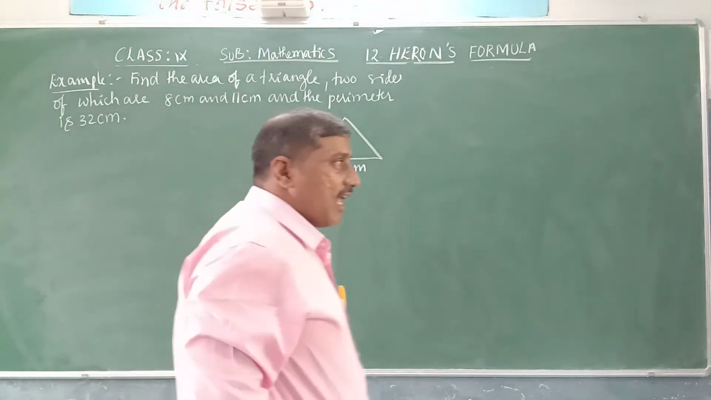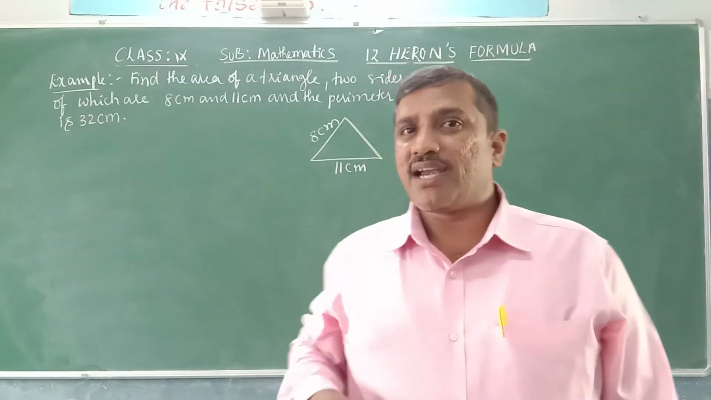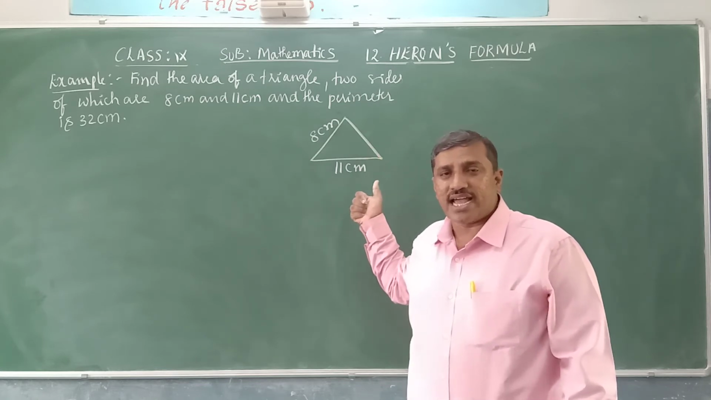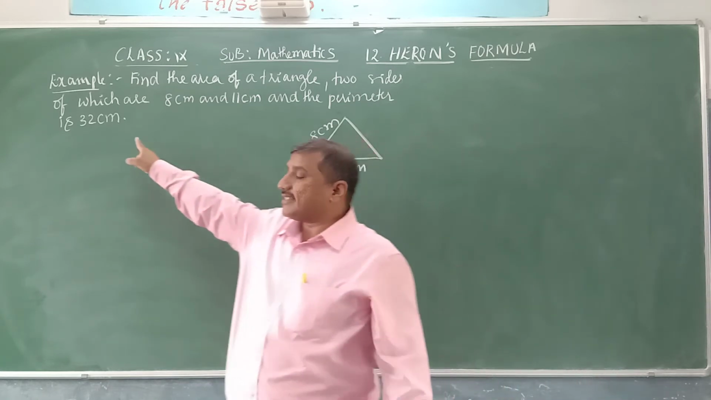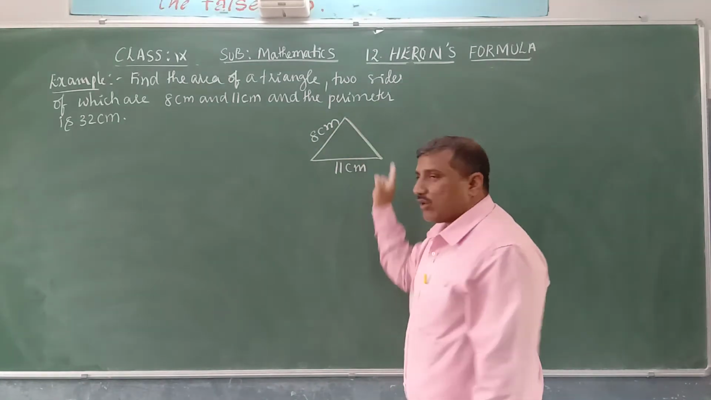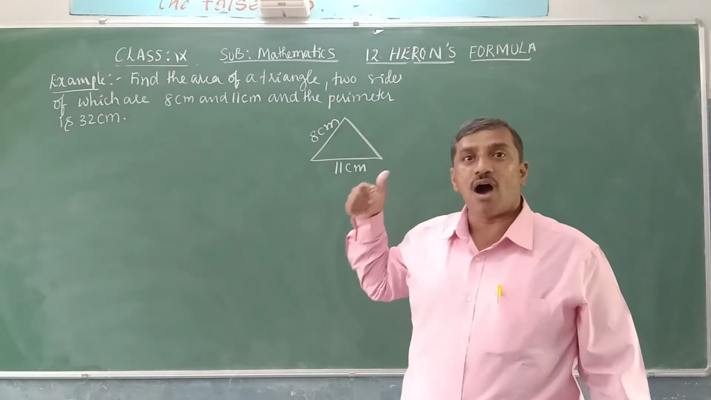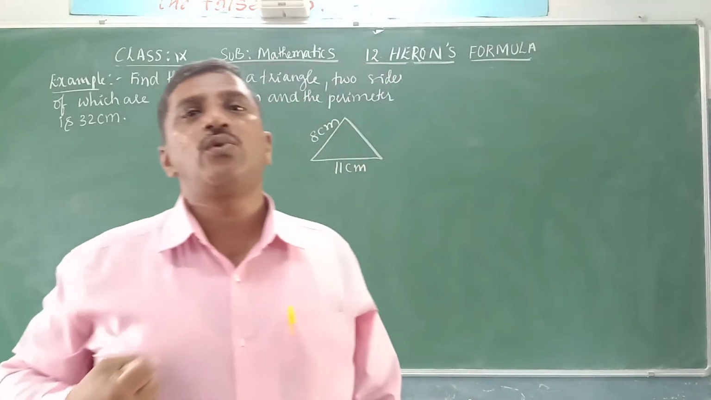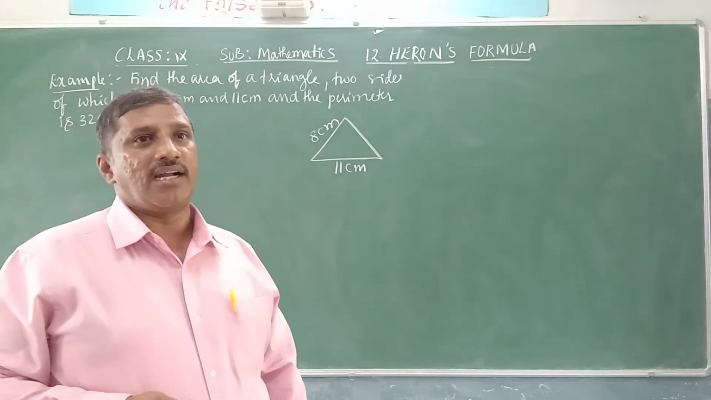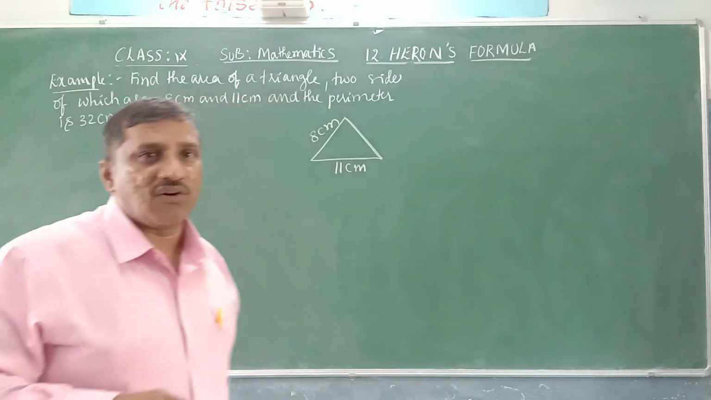We use Heron's formula when we know the three sides of the triangle, but here only two sides are known. The third side is not known. How do we find the third side? The perimeter is 32 centimeters, which is the sum of the three sides of the triangle. We know the sum of the two sides. Now can we find the third side? Yes. How? By subtracting the sum of the two sides of the triangle from its perimeter, the sum of the three sides. First we have to find the third side, then apply Heron's formula to find the area of this triangle.